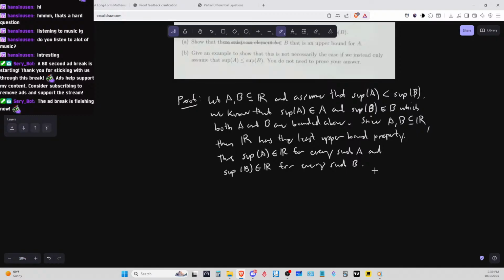But now the hard part is how do we actually show that the least upper bound of A is less than the least upper bound of B, or the supremums of them? How do we do that? That's the one thing I'm trying to think about.